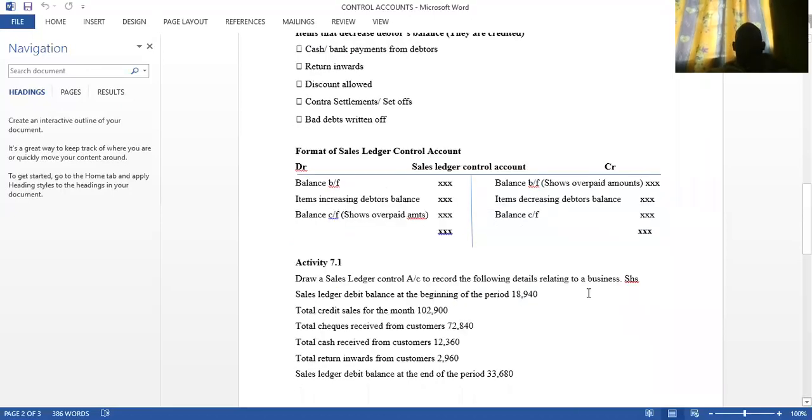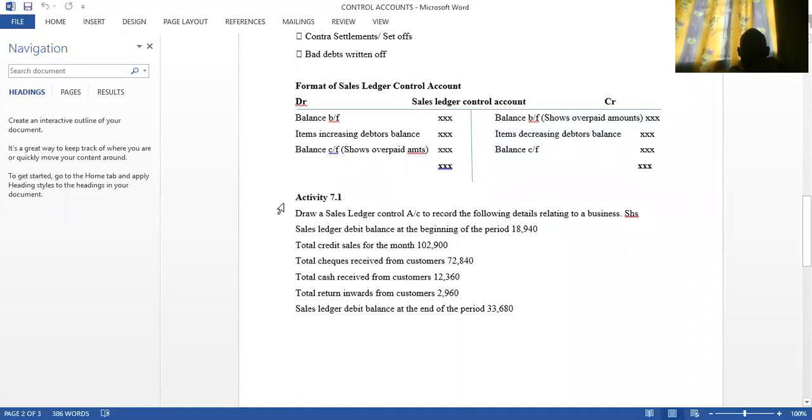So here is a scenario whereby you are told to draw a sales ledger control account to record the following details relating to a business. We have a sales ledger debit balance at the beginning. Remember, sales ledger controls debtors, and debtors will normally have a debit entry. So this one is going to appear on the debit.